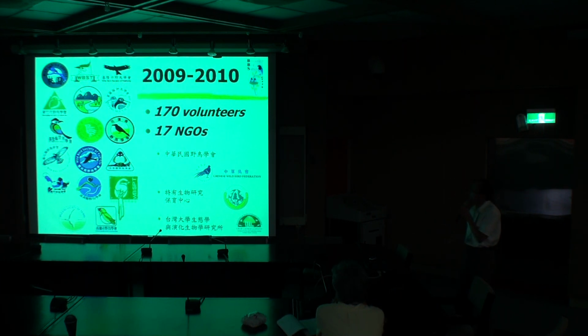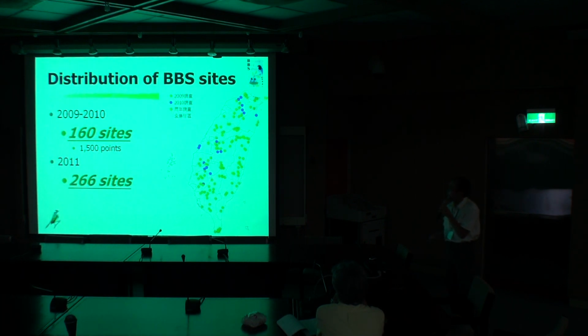From the years 2009 and 2010, we have about 170 volunteers participating in this project, and they are from 17 NGOs. Okay, so this is a distribution of the BBS sites, and you can see that they cover all over Taiwan, from the lowland area to the high mountain area.